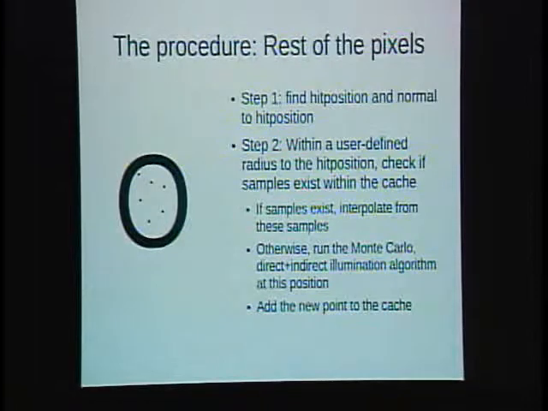So for the rest of the pixels, we do one of two things. First we reach out for that pixel and hit a position on the scene, and given that hit position and the normal, we check to see if there are other samples from the cache within that radius. And if there are samples, then we interpolate between the samples from the cache to find the irradiance for this position. Otherwise, we run the Monte Carlo calculation for this position as if it was one of the initial samples, and we add it to the cache.